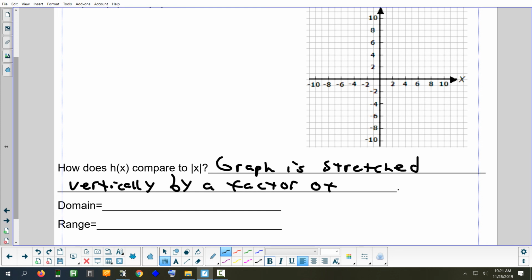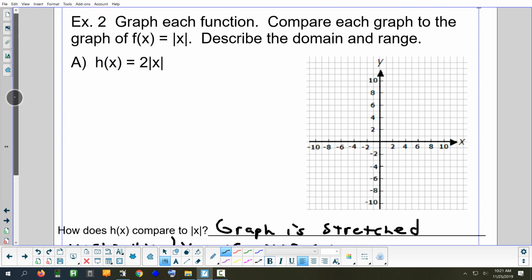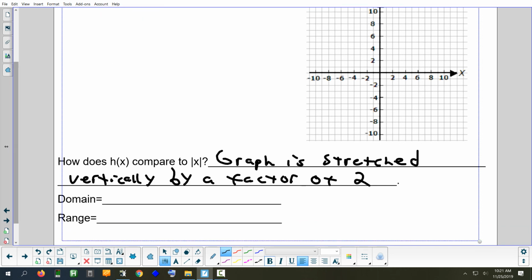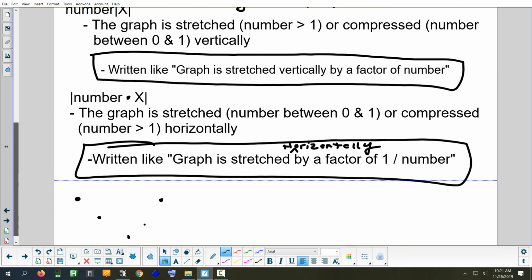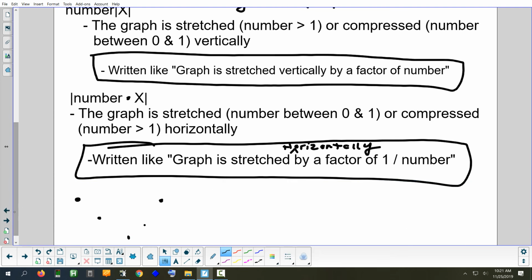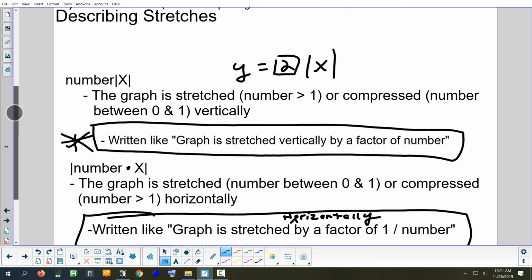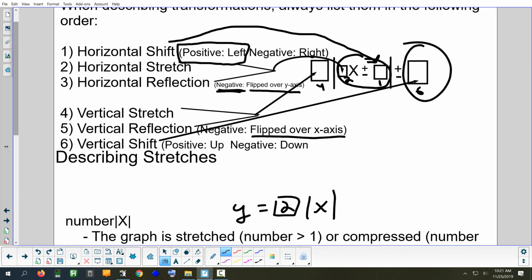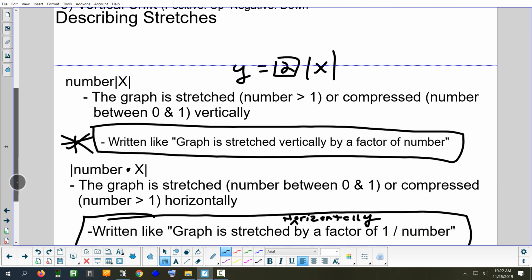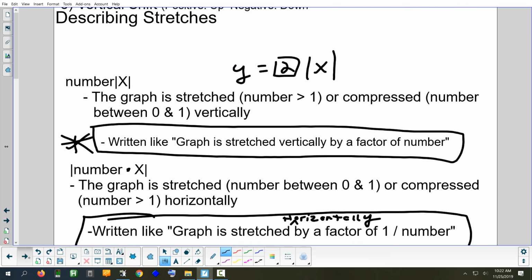Now fill in the blank. Graph is stretched vertically by how much? In this case, 2. And if you're like, where did you get that graph is stretched vertically from? I got that from right here. Graph is stretched vertically by a factor of number. You had to figure out that it was box 4. But we knew that because it was a number in front of everything. Anytime you put a number in front, that's always a box 4. Vertical stretch. And that's how you write vertical stretch.